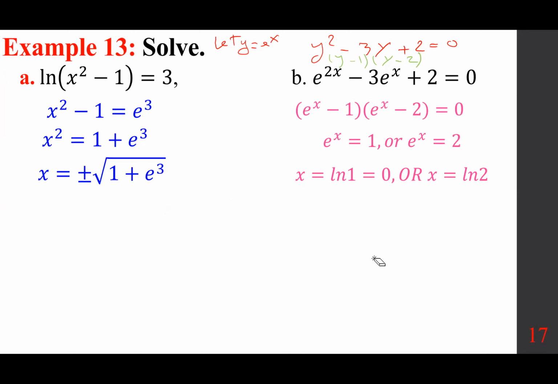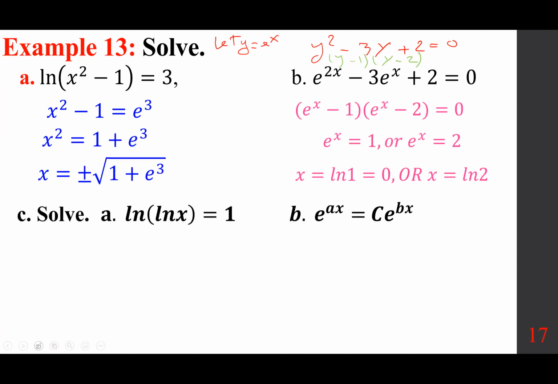I need this space. So ln of ln x equals 1. If it bothers you, you can actually literally change this to, let's say, y. So you see how you tackle that. Just change this to some variable of your choice. Okay, so that means if you change it to y, y must be e to the power of 1, or simply e.